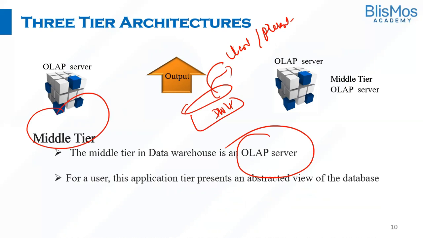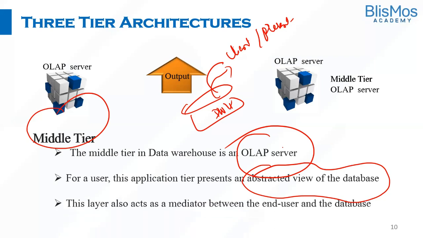That way, for the presentation layer, we'll have an abstracted view of the database. That means how the data is stored and all those things, it doesn't matter to the front end tools. It will be abstracted because this arranges the data to make it more suitable for the users. When it is arranging the data to make it more suitable for the analysis, obviously the performance should be better. So in a way, it acts as a mediator between the end user and the data warehouse.